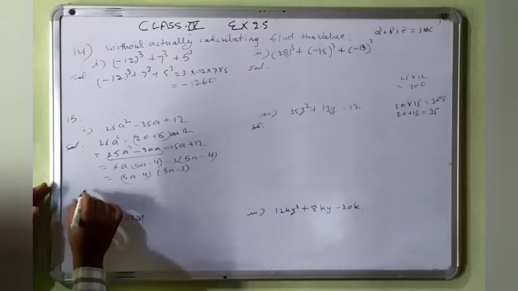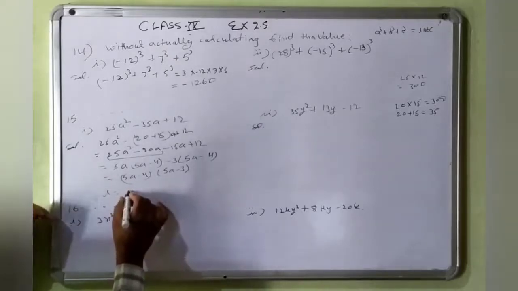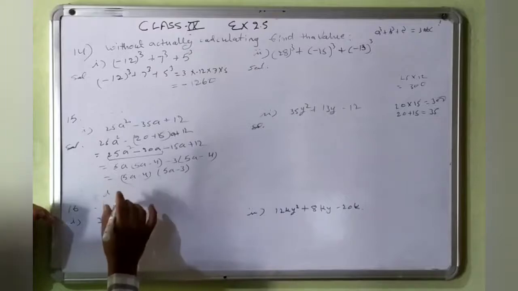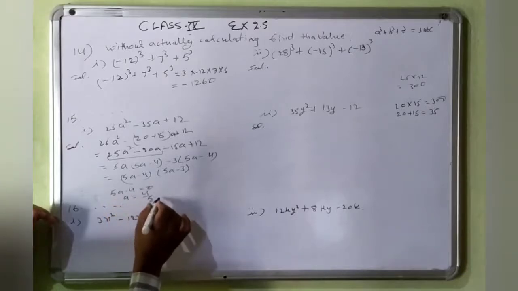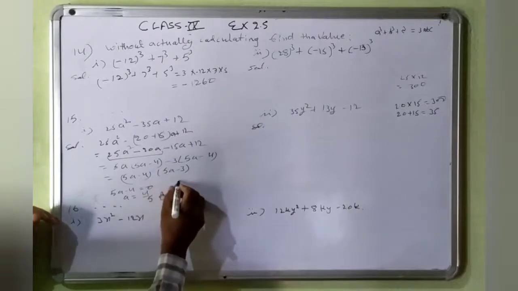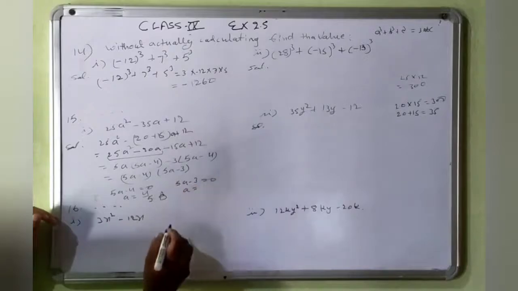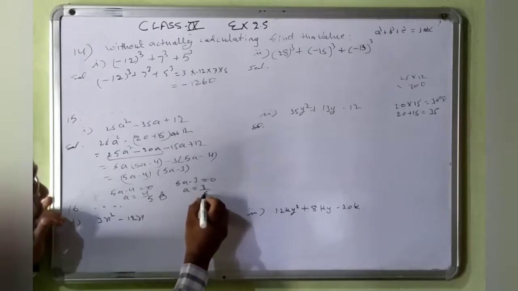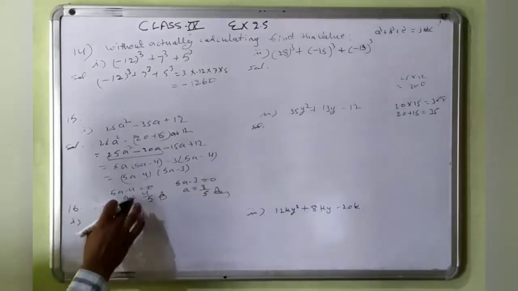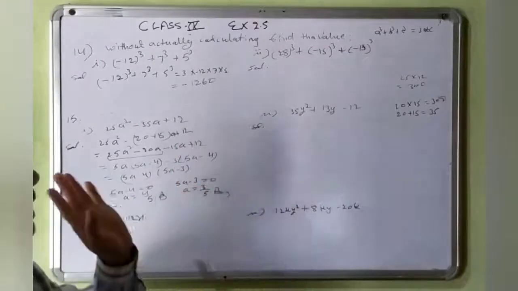Now, length is 5a minus 4, which is equal to 0, so a is equal to 4 upon 5. That is our length. Or 5a minus 3 is equal to 0, so a is equal to 3 upon 5. That will be the breadth, or this will be the length. And the second part you can do like this.